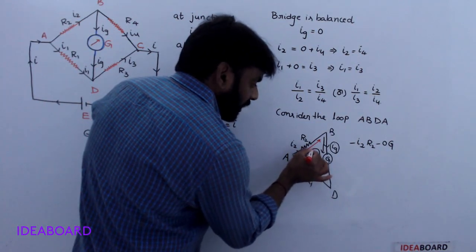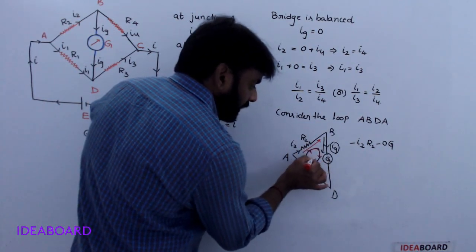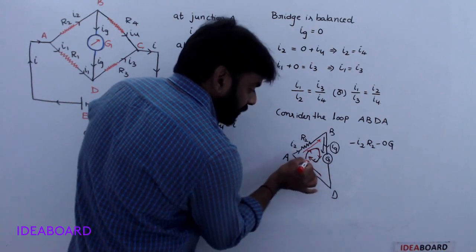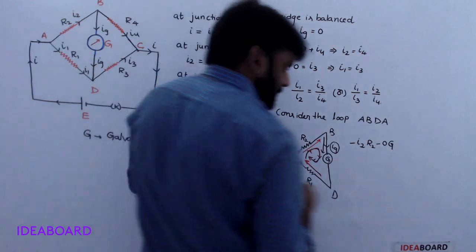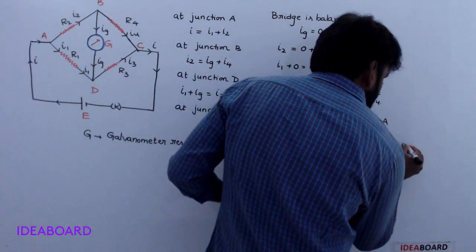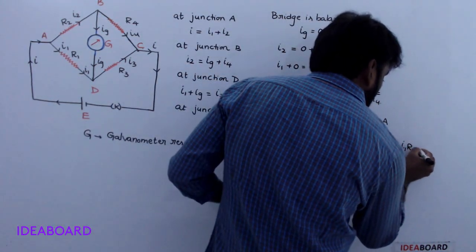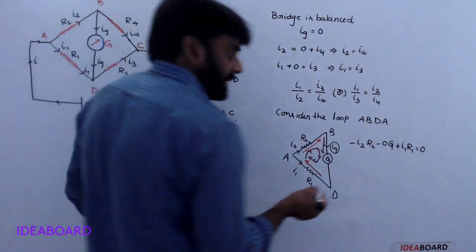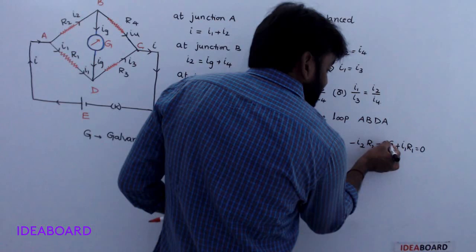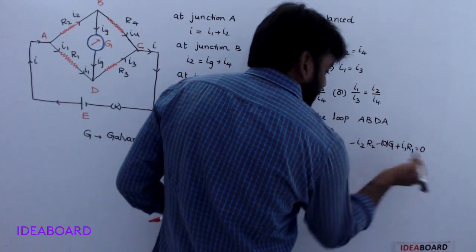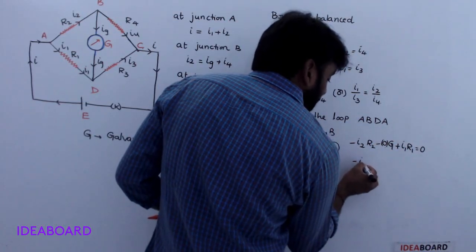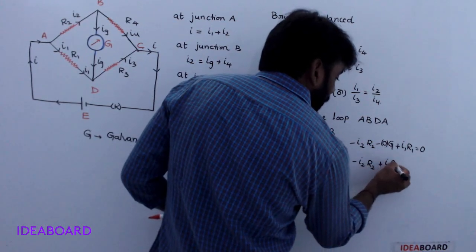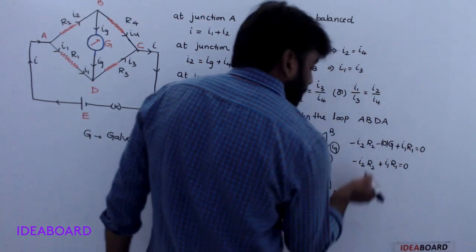In clockwise, downwards, again this one means your current direction is this one. You are going opposite to the current direction, so plus I1 R1 is equal to 0. In balancing condition, galvanometer current is 0, so 0 into something is 0. Remaining part: minus I2 R2 plus I1 R1 equal to 0.